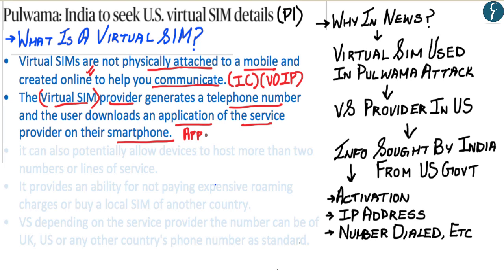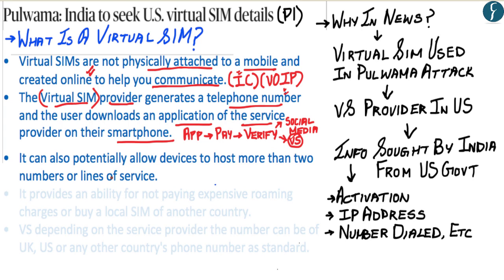Now, after downloading this app and paying some amount of money, this virtual SIM provider or company would then provide you with a verification code. This verification code can be linked through your Twitter account, Facebook account, Google account, or any other social media account. And it is after verification that you would be provided with a virtual SIM. When you get this virtual SIM, it would be directly downloaded to your phone and would then provide you with internet connectivity and voice over internet protocol.